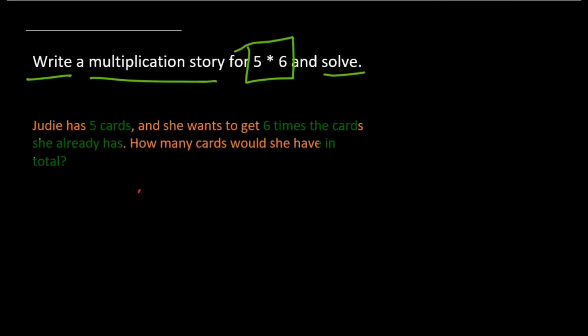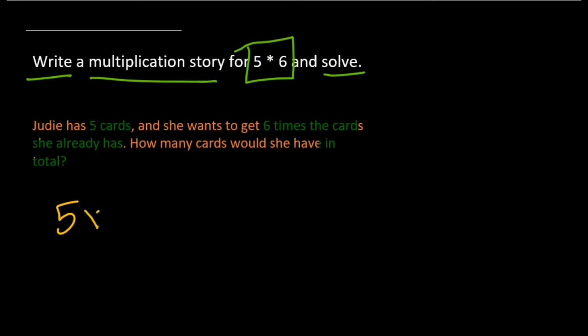So we have the key points in this word problem highlighted. Let's just get to work. Judy has 5 cards and she wants to get 6 times the cards she already has. How many cards would she have in total? This word problem does define 5 times 6. 5 times 6 matches the word problem, so that means we did the write a multiplication story part correctly. Now we have to solve it.